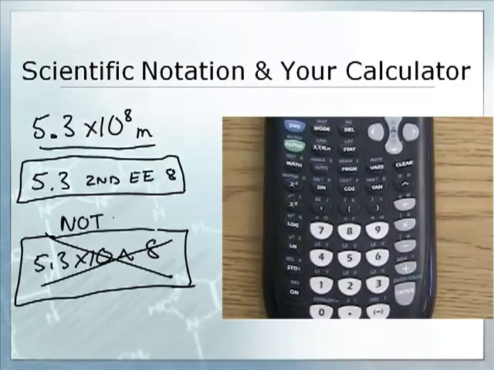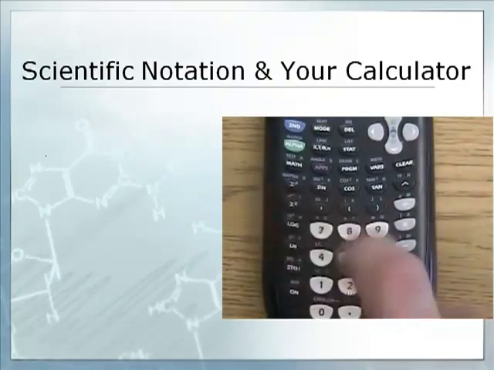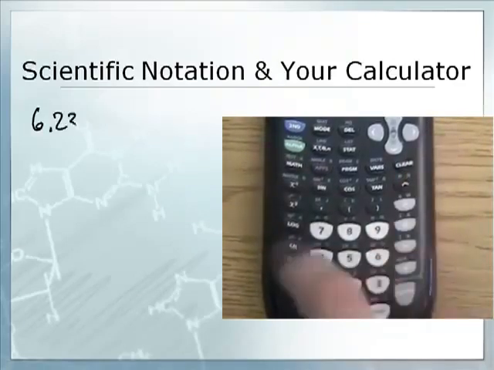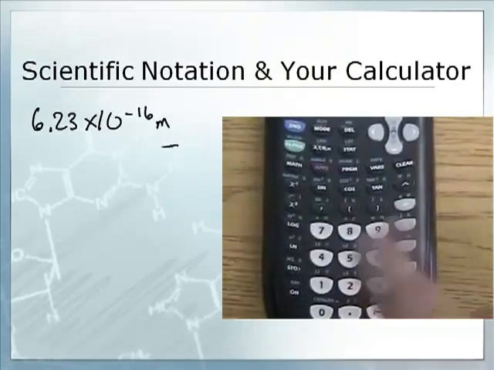Let's do one with a negative. All right, give me a negative one. Let's say that the diameter of a nucleus is 6.23 times 10 to the negative 16th meters. Okay, 6.23.